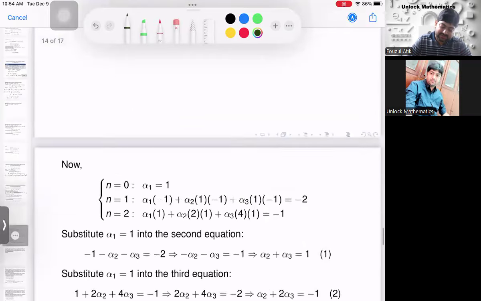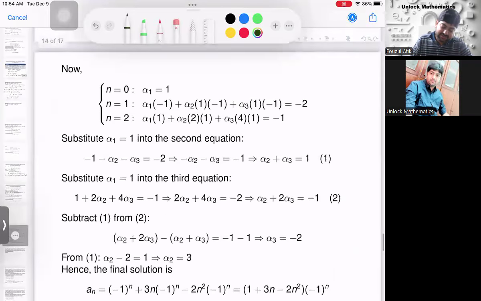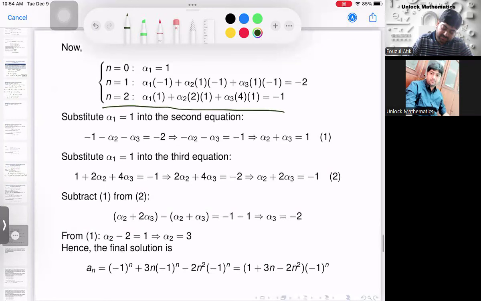So if you substitute the value, you will get three equations with three unknowns. And then if you solve it, you do it in your copy, you will get alpha 1 equal to 1, alpha 2 equal to 3, and alpha 3 equal to -2, after solving these three equations. And then the final solution is this one.